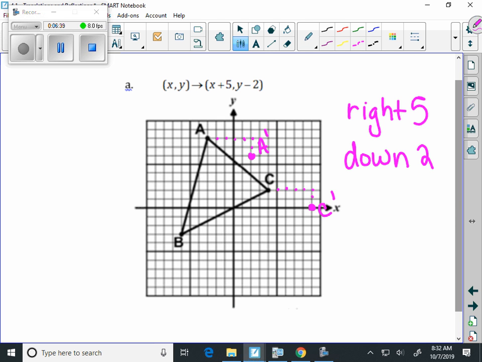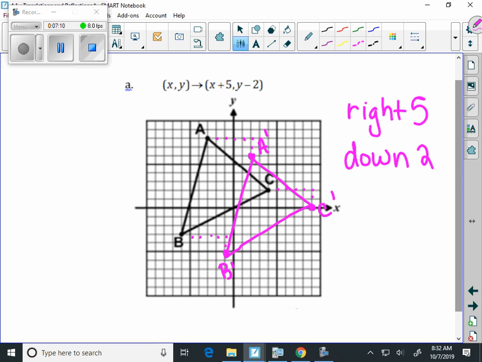And we'll do the same thing to B. 5 right, starting at B. 1, 2, 3, 4, 5, and down 2. 1, 2. Here's our new B, which we'll identify as B prime. Again, this transformation doesn't change anything about the triangle except its location. That's all that it changed.